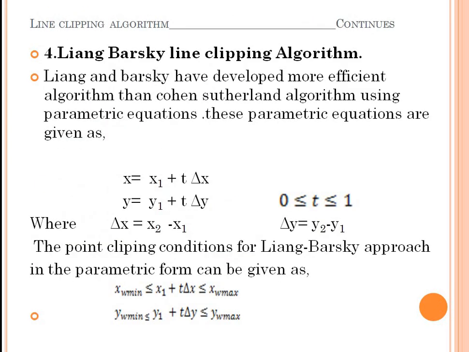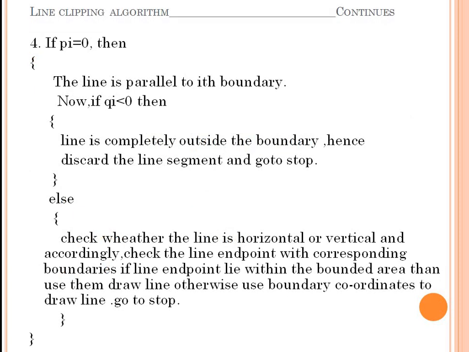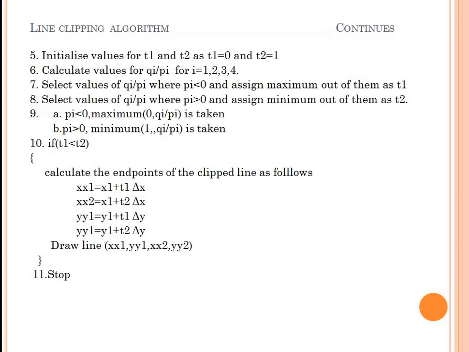Here t varies from 0 to 1. So we initialize the values t1 and t2, that is t1 is equal to 0 and t2 is equal to 1. Calculate the values of qi and pi for i equal to 1, 2, 3, 4. Then check the conditions: if pi is less than 0, assign the maximum out of 0 and t1, and if pi is greater than 0, assign the minimum out of 1 and t2.